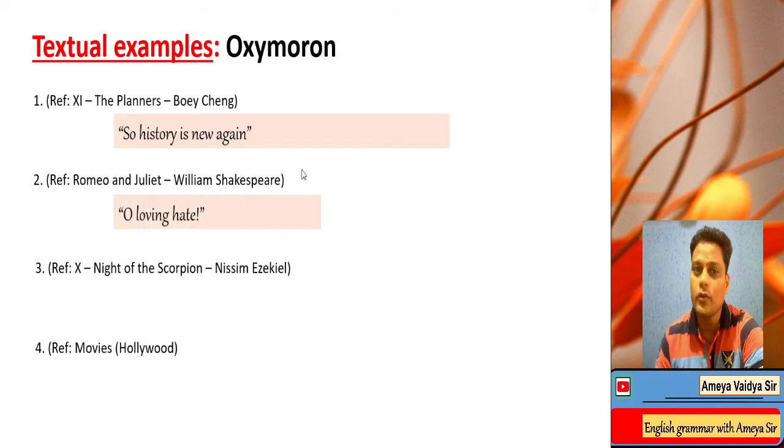Romeo and Juliet, William Shakespeare, immortal work. Oh, loving hate. What's that? Oh, loving hate, he says. So that's a very good reference. It's a very popular line indeed.